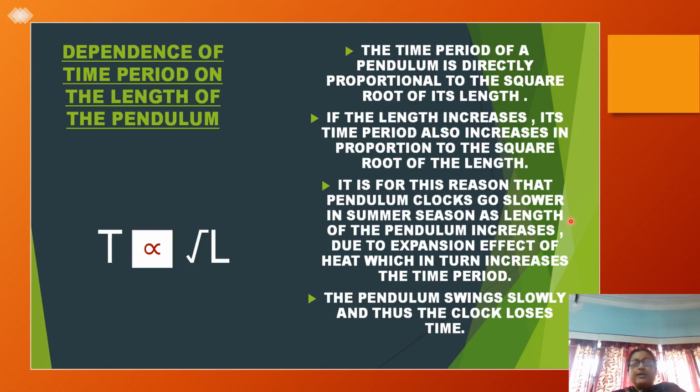Clear? Now, as I have said in the last classes, it is for this reason that pendulum clocks go slower in the summer season. Why? Because the length of the pendulum is going to increase. Why is it going to increase? Because of the thermal expansion due to heat being applied on it, the length of the pendulum is going to increase. If this increases, what happens to the time period? In return, the time period also increases. That is why the pendulum clock swings slowly and loses time during the summer seasons. Now, let's go on to the next slide, please.